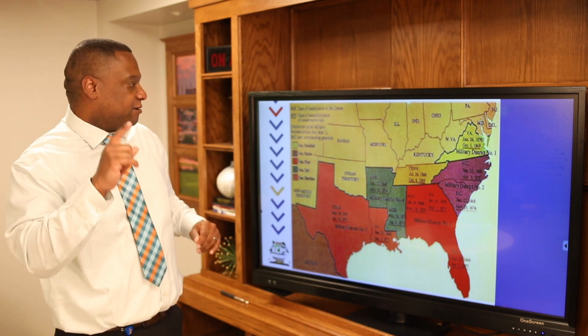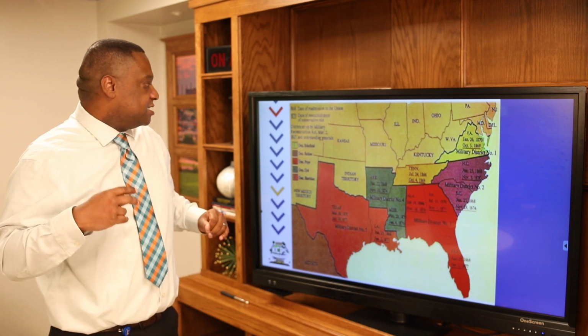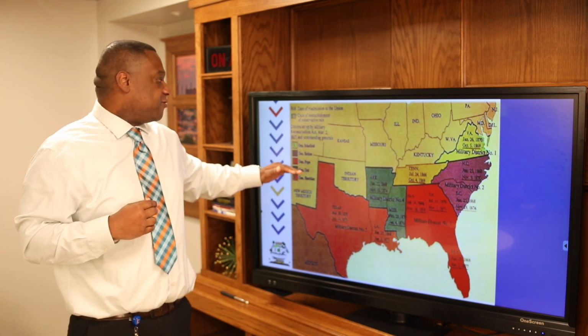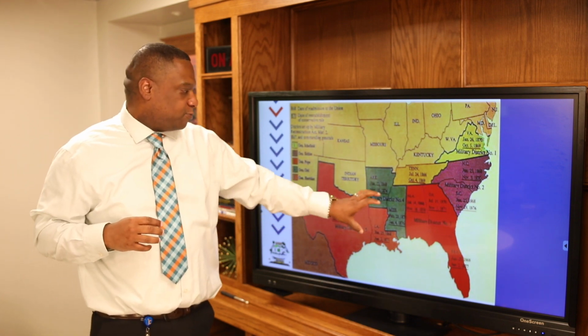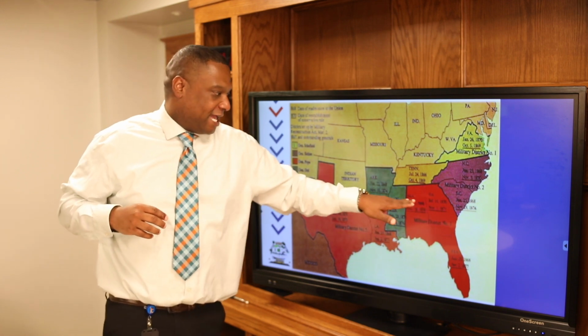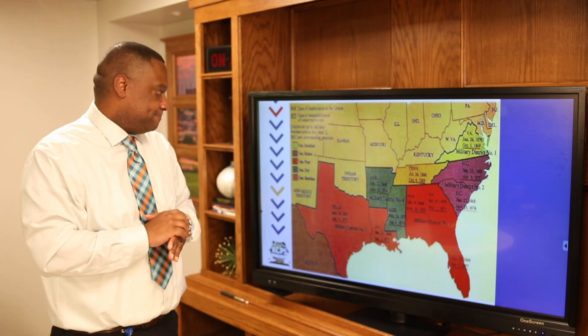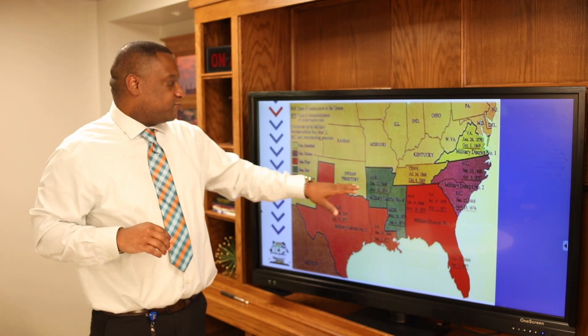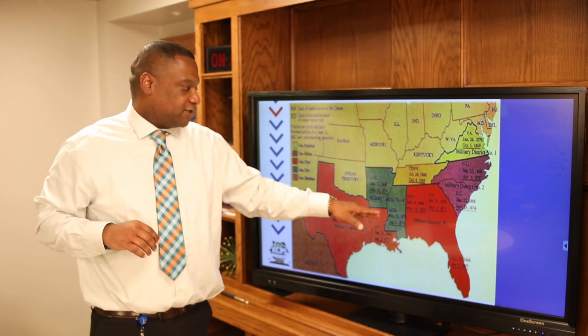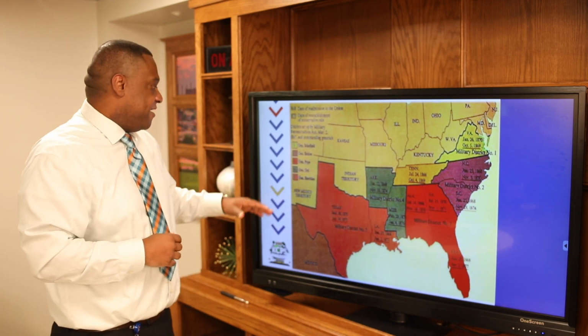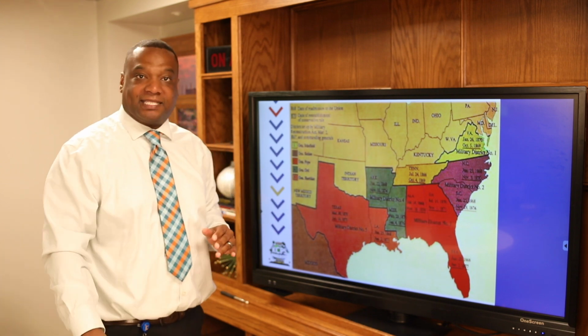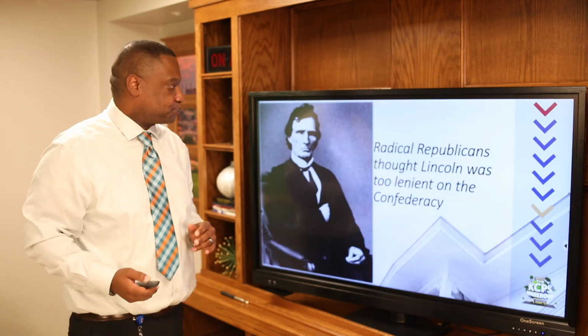General Schofield ran 1. General Sickles ran 2. General Pope ran 3. And that's this large portion over here, which is talking about Alabama, Georgia, and Florida. General Ord ran 4. That's going to be today's Arkansas and Mississippi. And 5 was run by General Sheridan. Basically, that was today's Texas.